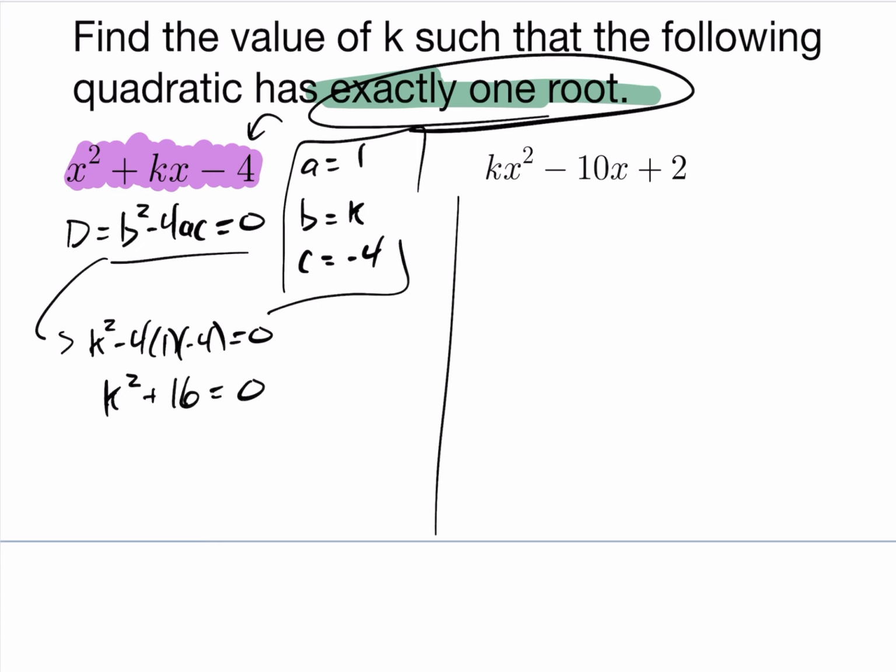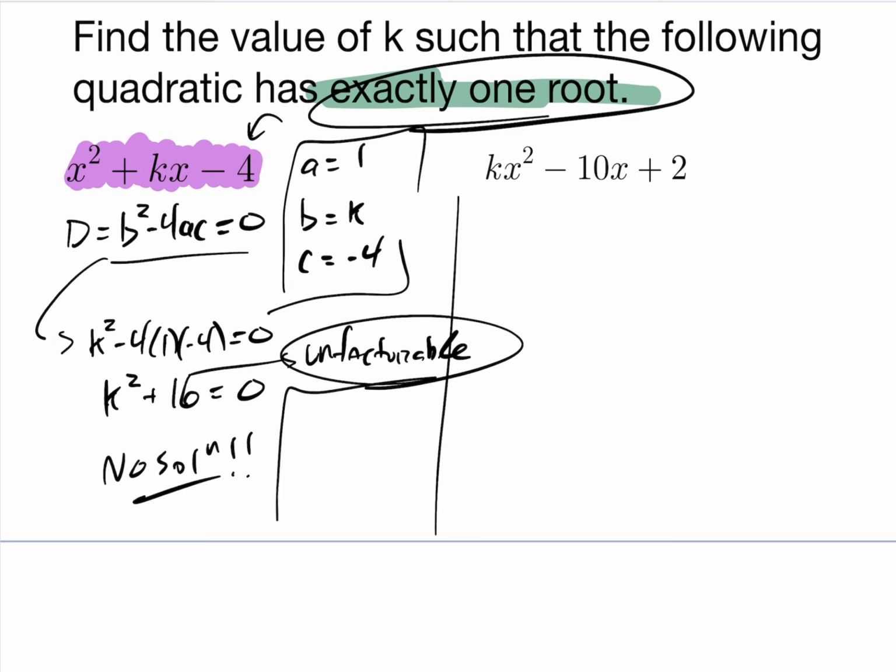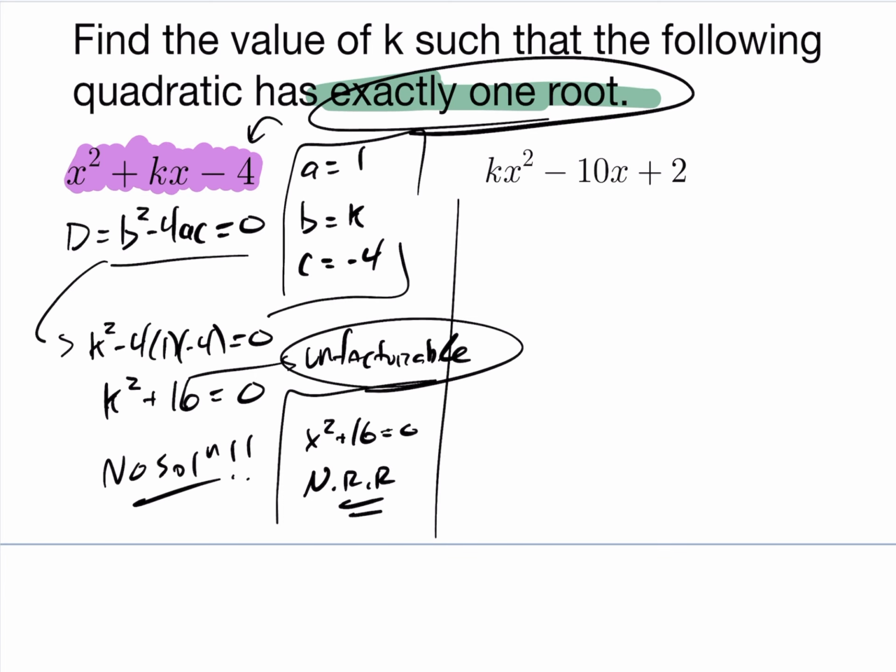And you notice with this one here, if I go to solve this, this has no solution, right? This here is unfactorable. If someone gives you the equation x squared plus 16 equals 0, there are no real numbers that you can square that'll yield a -16 to cancel that positive 16 and bring that to 0. So for this example here, there is no value of k such that this quadratic will have exactly one root. That is impossible. Let's take a look at the next one here, though.